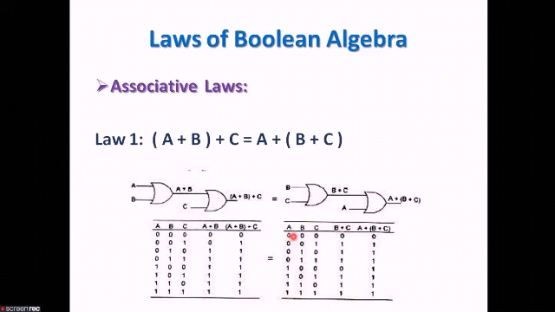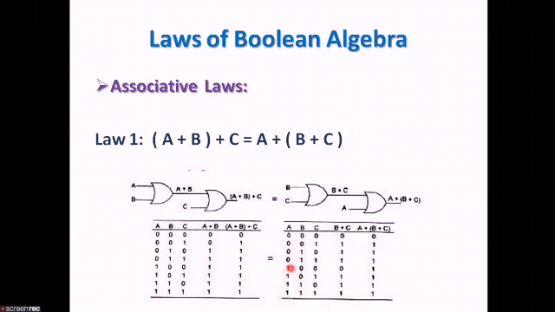First case, 0 0 0: the outputs are 0 and 0. Next is 0 0 1: the outputs are 1 and 1. Next is 0 1 0: the outputs are 1 and again 1. Next is 0 1 1: the output is 1 and the other output is also 1.